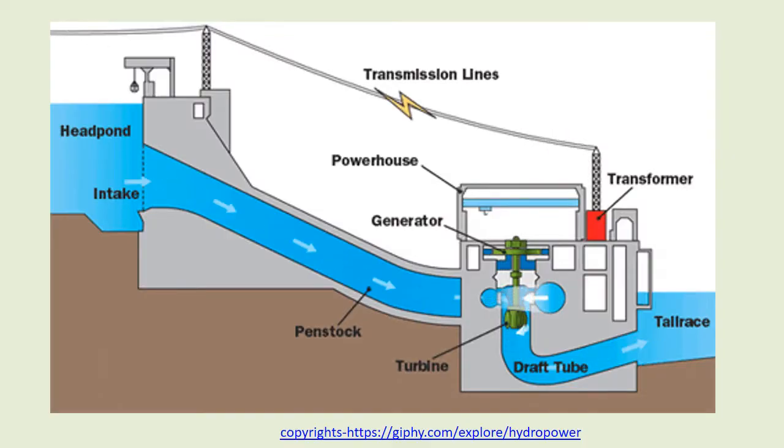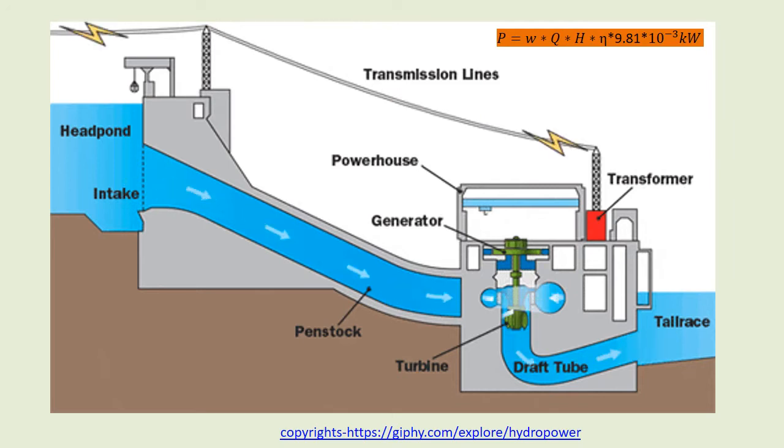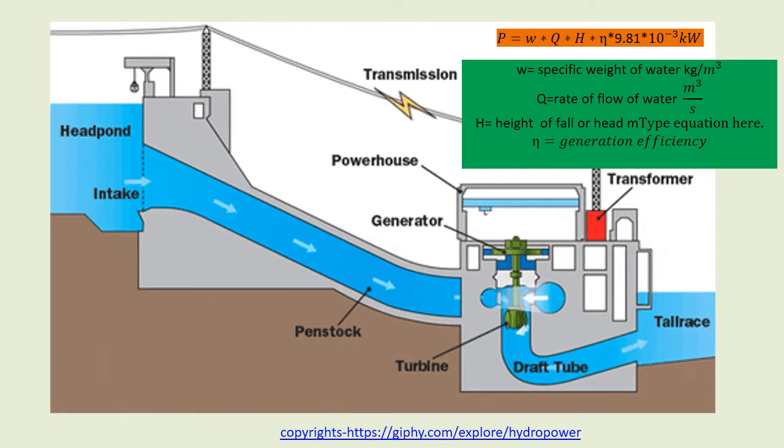So this was our last lecture, and we have seen the working principle of the hydropower plant. If you look around here, this turbine is rotating with the flow of water. We have discussed the power equation and the various terms it is governed by. So W is the specific weight of water in kg per meter cube, Q is the rate of flow, H is the height of the head, and N is the generation efficiency.